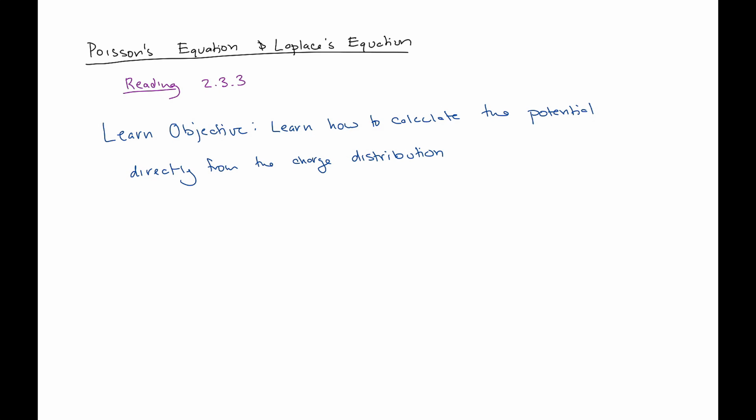Hi guys, in this short lecture we're going to talk about how Poisson's equation and Laplace's equation can be used to solve for the voltage directly from the charge distribution. And we're not going to do a lot of examples of solving problems this way, because like solving any differential equation, solving a second order differential equation requires a little bit more intuition than actual technique. But it's important to know about these equations because they certainly are commonly used to solve for the voltage.